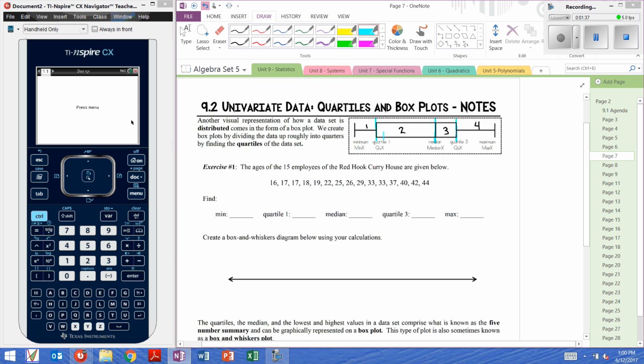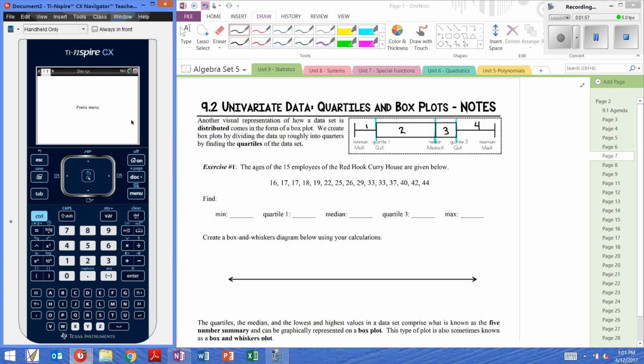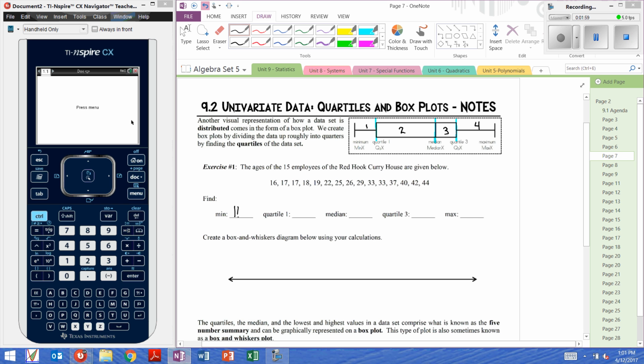It gives us the ages of 15 employees of the Red Hook Curry House. And what we need to do is find these values: the minimum, the maximum, the median, the first and third quartile. Well, the great part about the data that we are given is that they listed it in order for us, which is perfect. That helps me to easily see that the minimum is 16 and the maximum is 44.